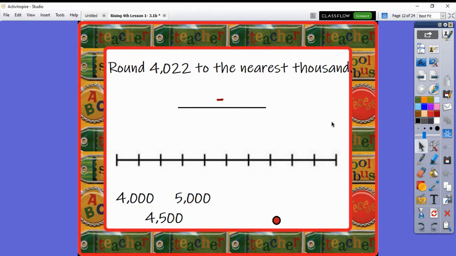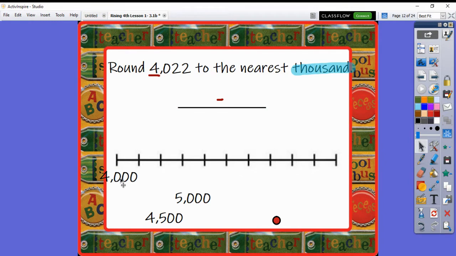All right, so say if there was a professional football game and there were 4,022 people there. You might not be interested in the exact number. You might say, about how many people were in attendance at that football game. This might be a reason why you would need to round this number to the nearest thousand. All right, so we're talking about thousands. What digit is in the thousands place? And that would be 4.